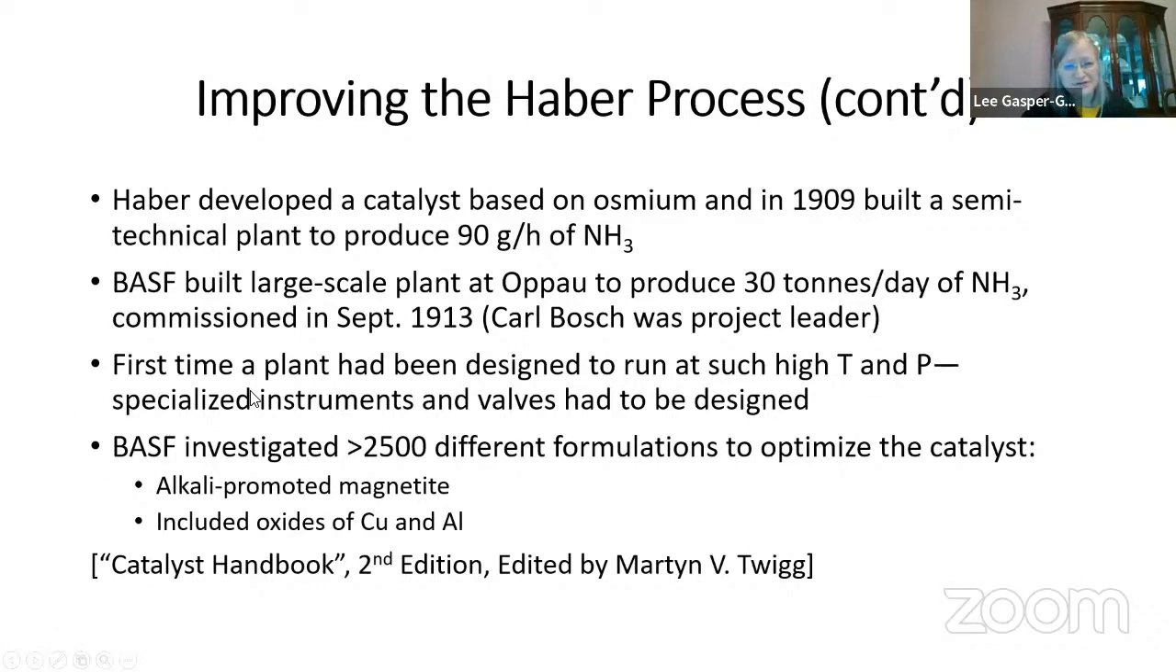Anyway, so this was the first time a plant had been designed to run at such high temperatures and pressures. So they had to design specialized instruments and valves to be able to withstand those high temperatures and pressures. So that was another landmark accomplishment because of the improvements that they made to this Haber process. Then BASF investigated over 2,500 catalytic formulations in order to optimize their catalyst. So they came up with an alkali promoted magnetite, which included oxides of copper and aluminum.